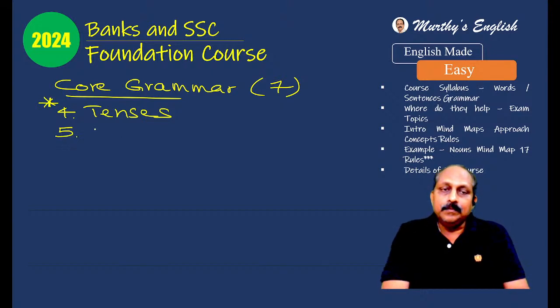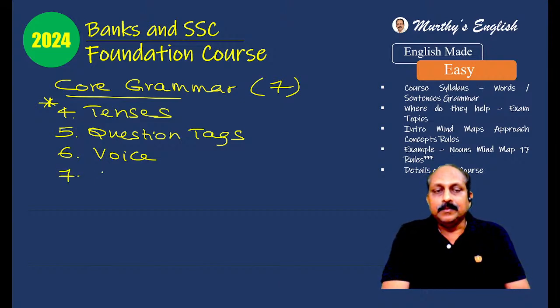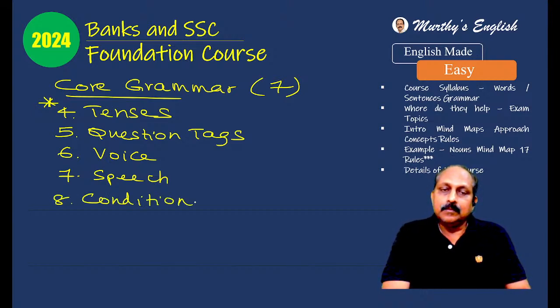Next one, question tags. Next one, voice, active voice, passive voice. Next one, speech, direct speech, indirect speech. Next one, conditionals, conditional sentences, you can say. Next one, types of sentences: simple, compound, complex.